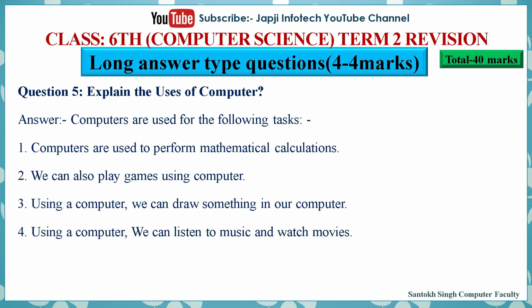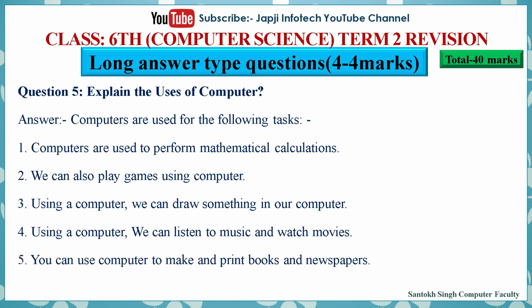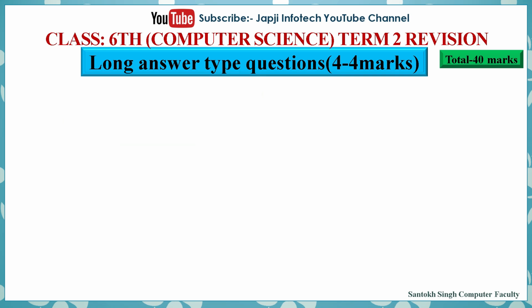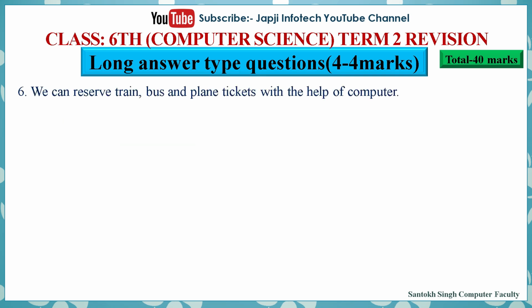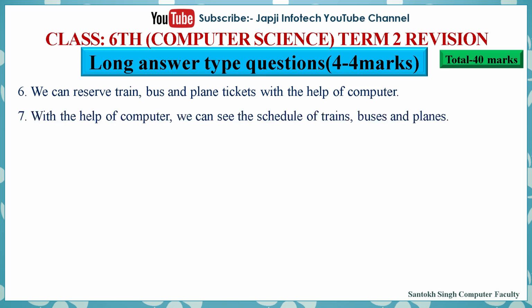The fourth one is, using a computer we can listen to music and watch movies. The fifth one is, you can use a computer to make and print books and newspapers. The sixth one is, we can reserve train, bus and plane tickets with the help of a computer. The seventh one is, with the help of a computer, we can see the schedule of trains, buses and planes.